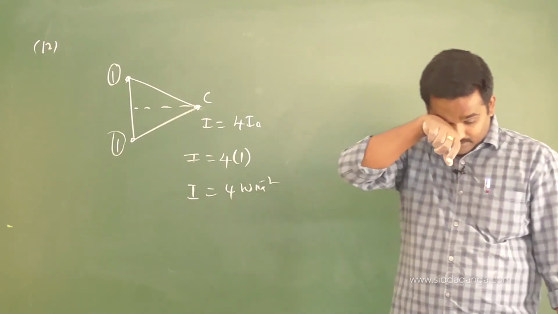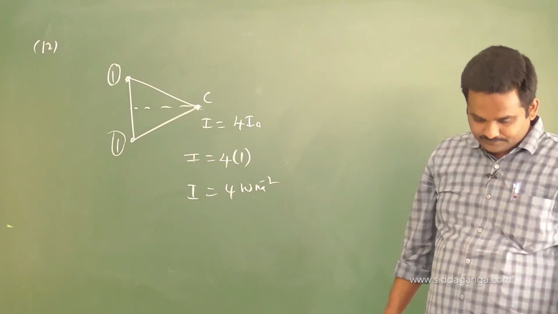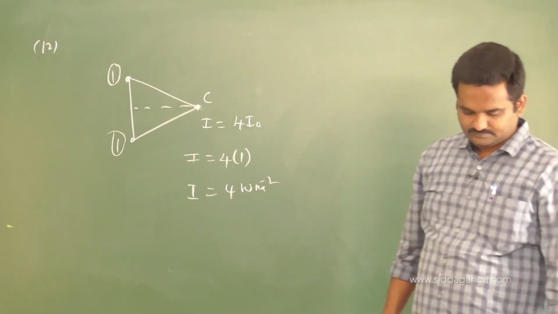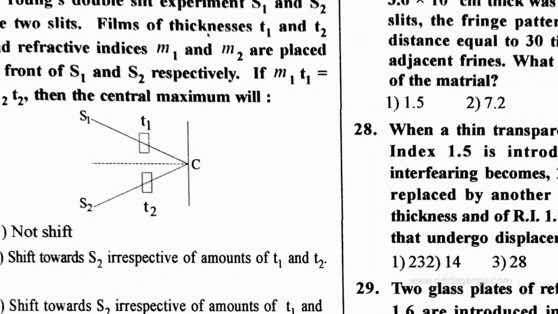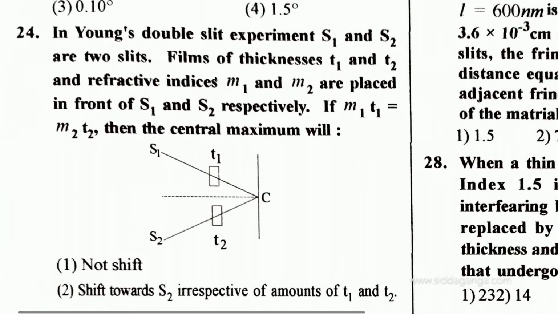And a few more, like the 24th problem. Okay, just go through that. The question is: in Young's double slit experiment, S1 and S2 are two slits, and films of thickness T1 and T2 and refractive index M1 and M2 are placed in front of S1 and S2 respectively. One condition is given here: if M1 T1 is equal to M2 T2, then where exactly is the central maxima going to be? What happens to the central bright fringe?